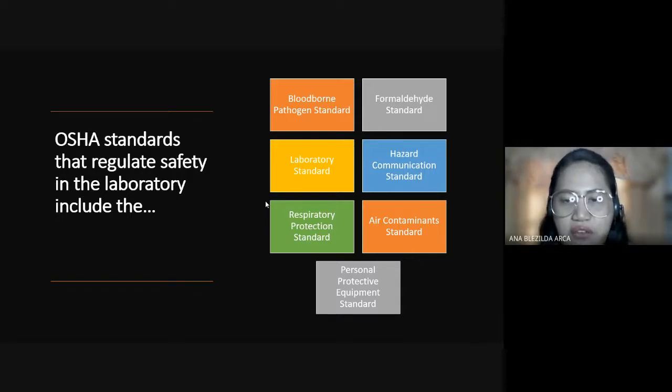Another one is the air contaminant standard. So similar lang sila ng respiratory protection standard wherein you have guidelines to avoid getting infected by respiratory pathogens. And of course, the personal protective equipment standard or wearing PPE.